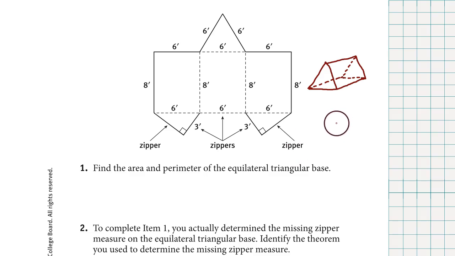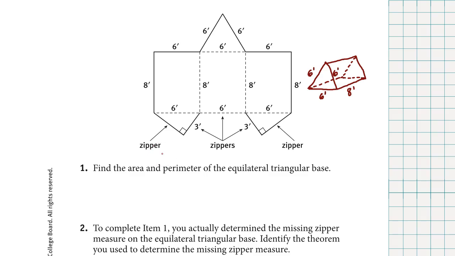Now we have some distances given to us. The sides of the triangle are 6 feet. So 6 feet there, 6 feet there, and then this edge here is 6 feet. The triangle that is the back of the tent would also be 6 by 6 by 6. Now the length of the tent from front to back is 8 feet. So here are all the numbers provided to us in the net translated into the 3-dimensional picture.